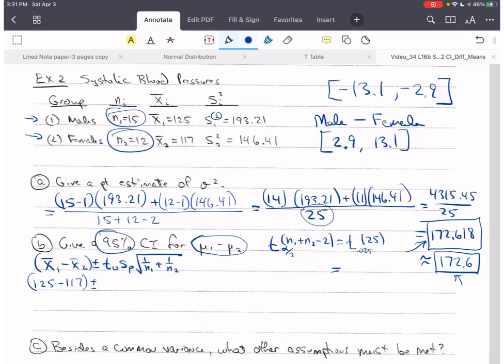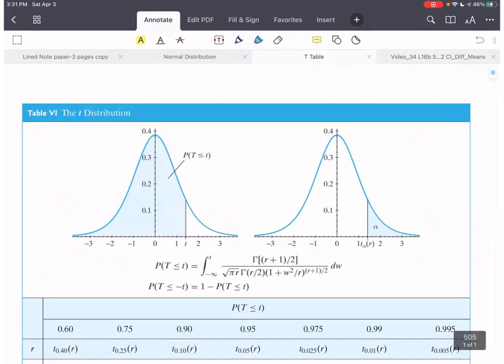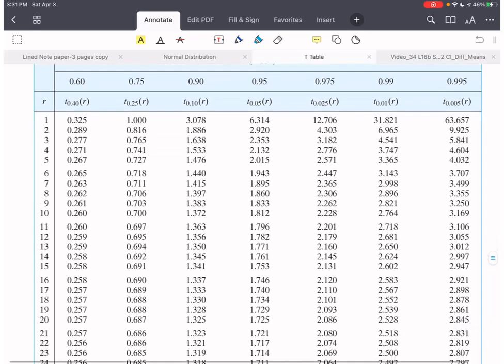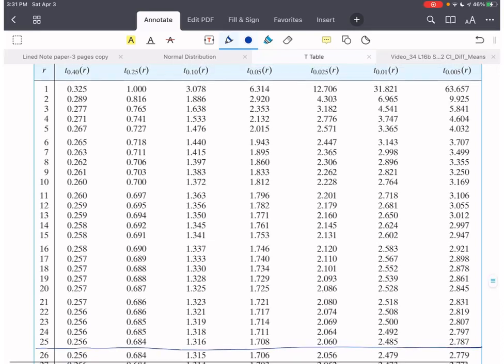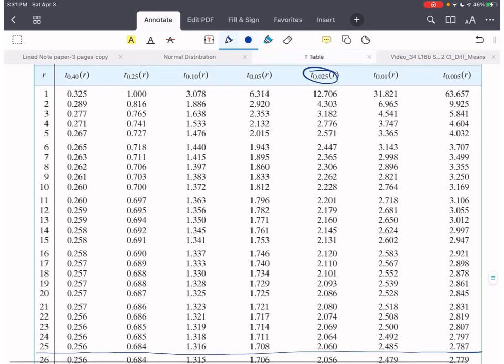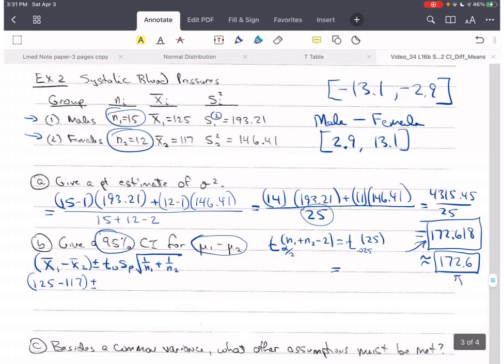And this is equal to t-table 25 and 0.025. So I need 25, which is here. And I need 0.025, which is here. So that means that this is 2.060. That's my T naught.